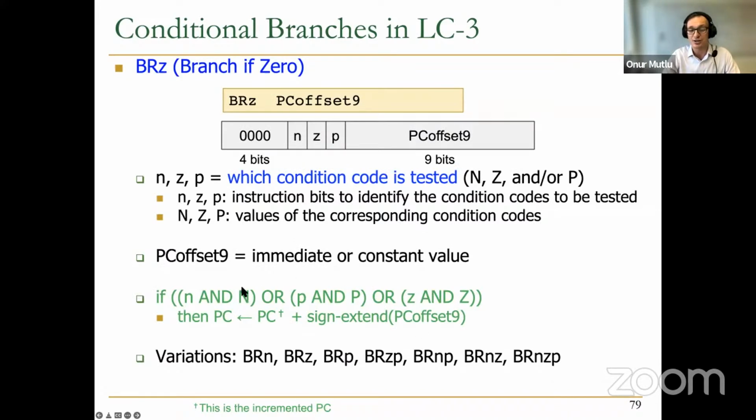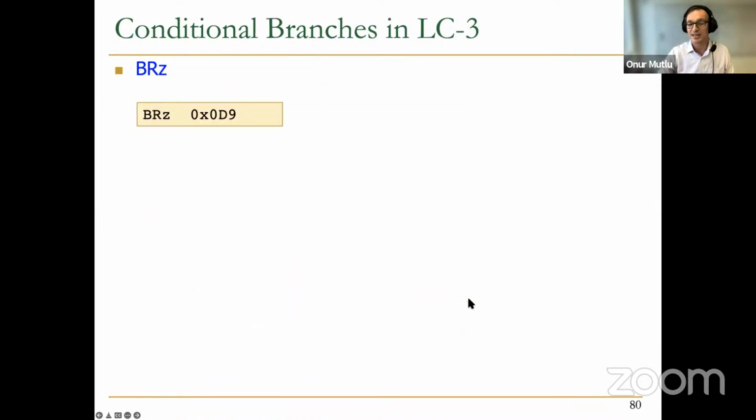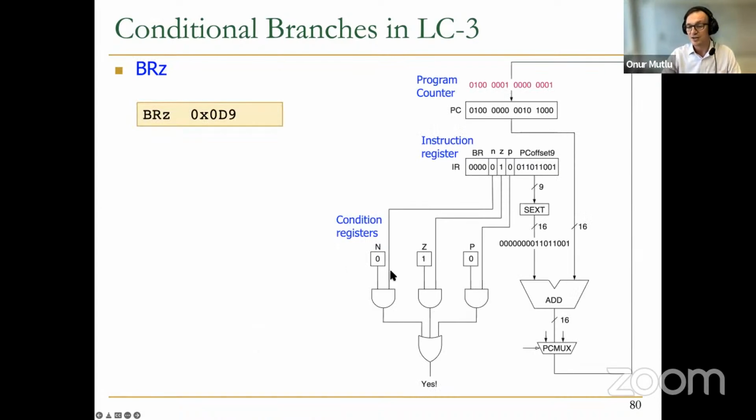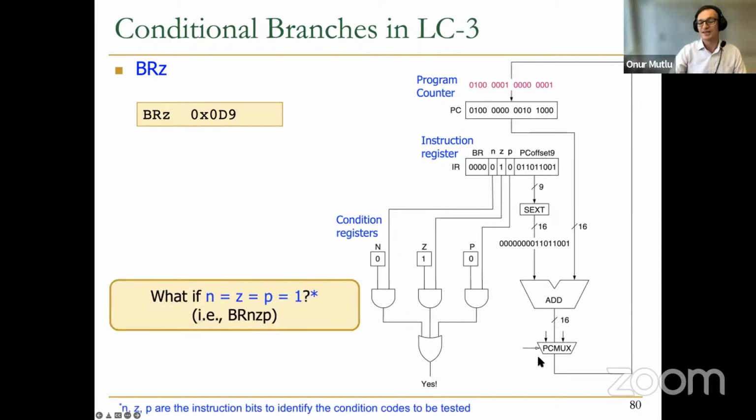You're testing the n condition code and n is set, or you're testing the p condition code and p is set, or you're testing z and z is set. Then you set the PC to a different value. So here you can see we're doing that. We're implementing that Boolean logic. And yes means that branch. Basically, set the PC to a destination that's calculated by the incremented PC plus the sign-extended offset. And the PC mux basically gets controlled by this yes signal over here. So hopefully this is clear.